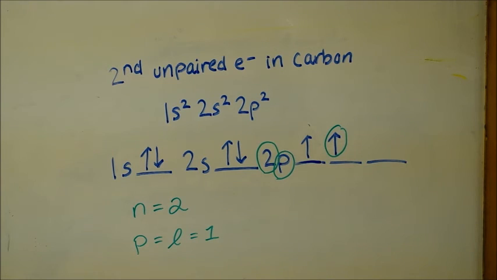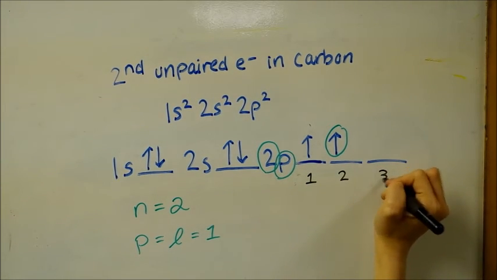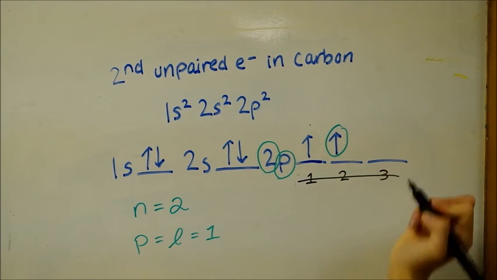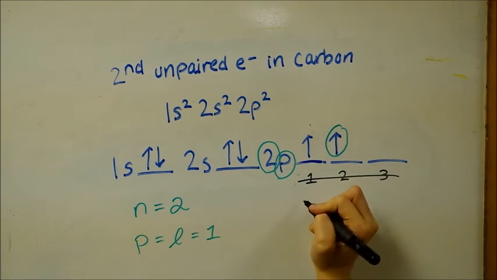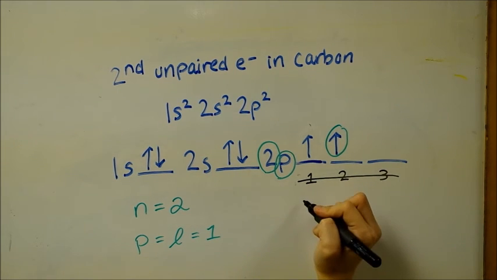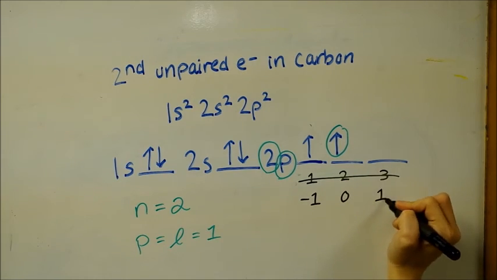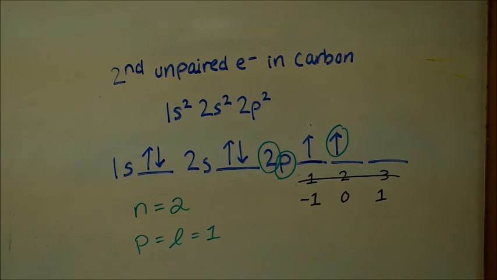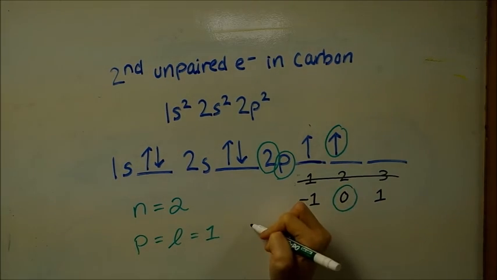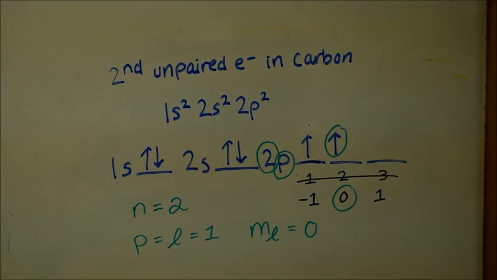Next, to determine its ML number, we have to look at which orbital it is located in. The electron is located in the second orbital, but its ML number does not equal 2. ML can only equal negative L to positive L, and the electron's L number is 1. Therefore, possible ML numbers can be negative 1, 0, or 1. If we call the first orbital negative 1, the second orbital is 0, and the third orbital is 1. Therefore, the electron in question has an ML number of 0.